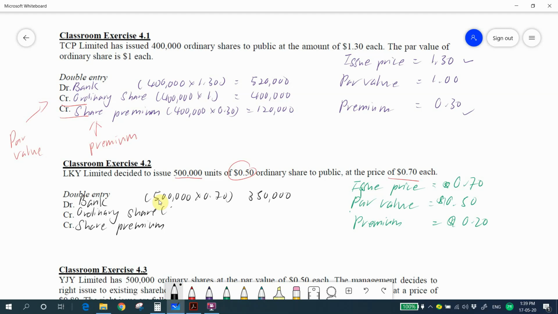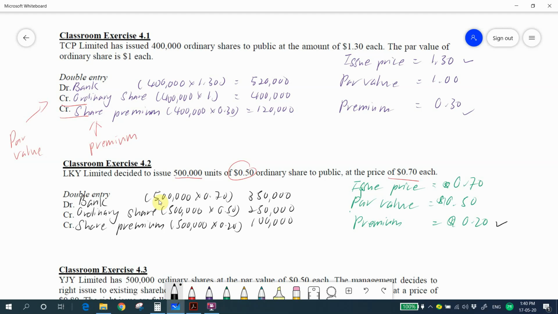For ordinary share, we sell 500,000 shares. The par value of each share is 50 cents. So we get 250,000. And for share premium, we sell 500,000 shares. Each share we get 20 cents of premium. So we get 100,000. So this is the accounting entry that you need to record when the company issues shares.